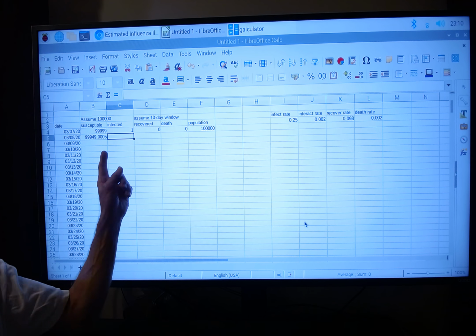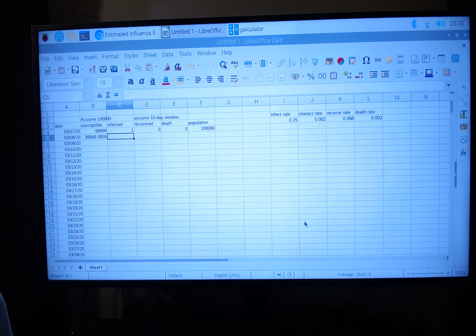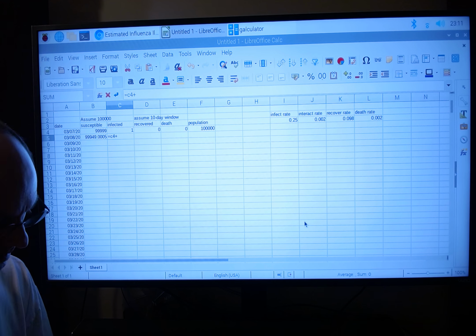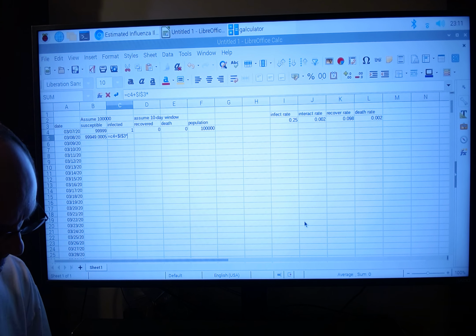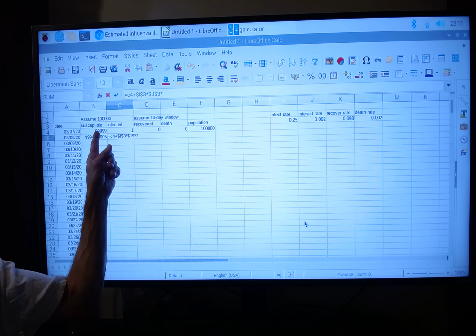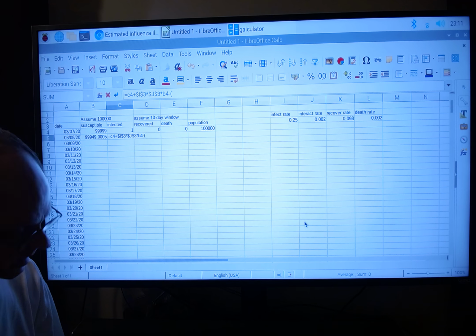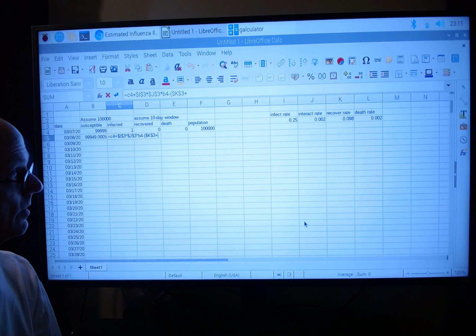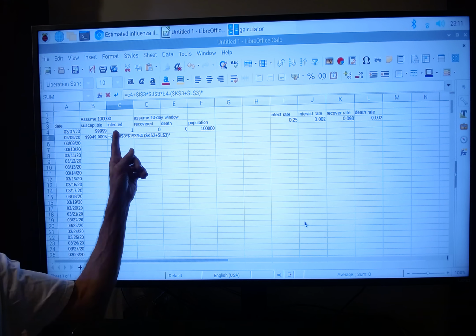Okay, our infected pool, we were flowing in from the susceptible and flowing out to the recovered and death pools, so that's going to be C4 plus the flow in, I3 times J3 times that pool B4, and flow out is going to be the recovery rate and the death rate: K3 plus L3 times C4.